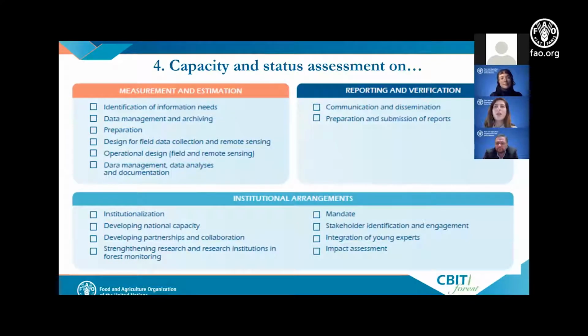The tool aims to help countries assess the capacity and status of their NFMS. And this assessment takes place across 3 complementary themes, namely institutional arrangements, measurement and estimation, and reporting and verification. In this slide, we see that institutional arrangements are essential for effective measuring, estimating, reporting, and verifying forest-related data and information, and therefore strong and robust institutional arrangements are the basis of the MRV system.